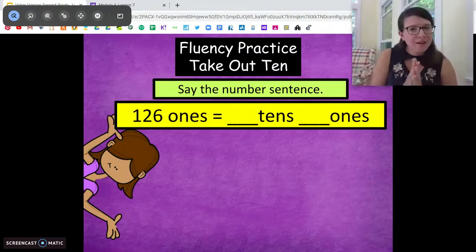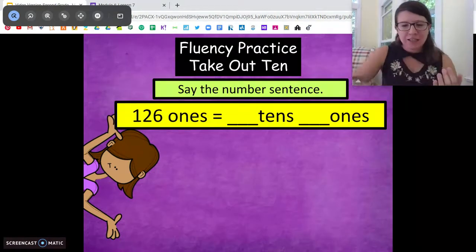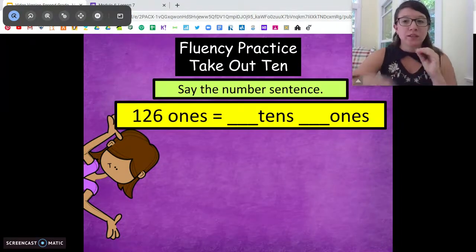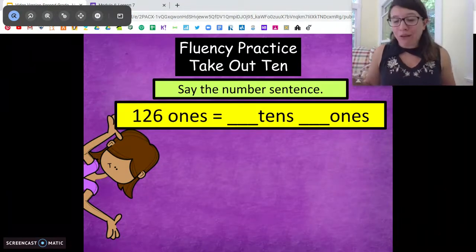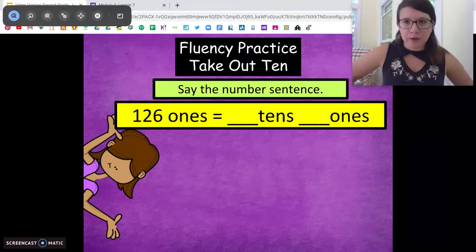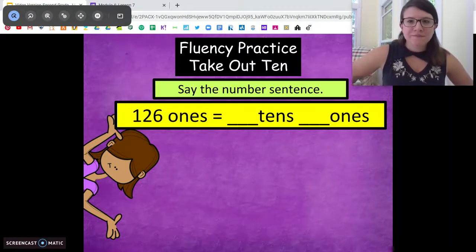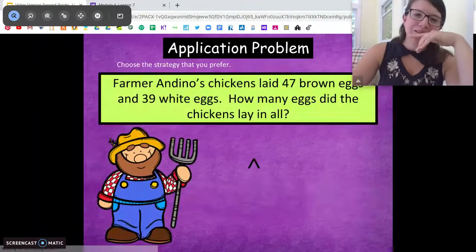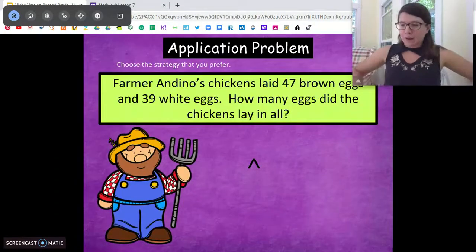What about 126 1s? Use what you did here to help you with this one. 126 1s. Don't tell me how many hundreds, because I don't want all that. I want to know how many 10s, how many 1s. Can't trick you. 12 10s, 6 1s. Awesome. All right, let's get our paper and pencil out.